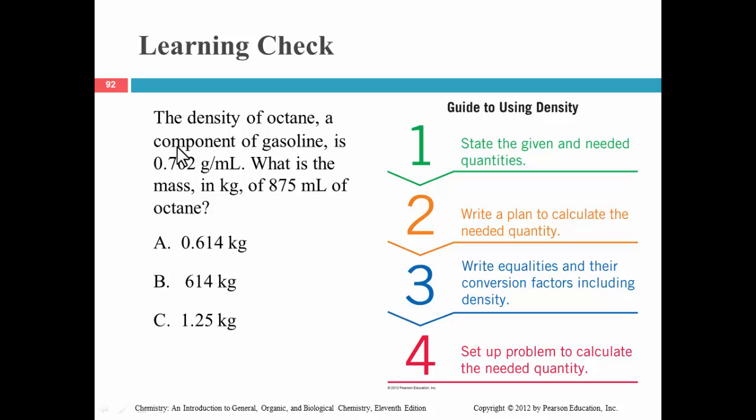Here is a learning check where you will have to use density as a conversion factor. The density of octane, a component of gasoline, is 0.702 grams per milliliter. What is the mass in kilograms of 875 milliliters of octane? Remember here that you will have to convert from grams to kilograms, and you can use the density as a conversion factor to move from milliliters to mass. So pause this video while you determine your answer.